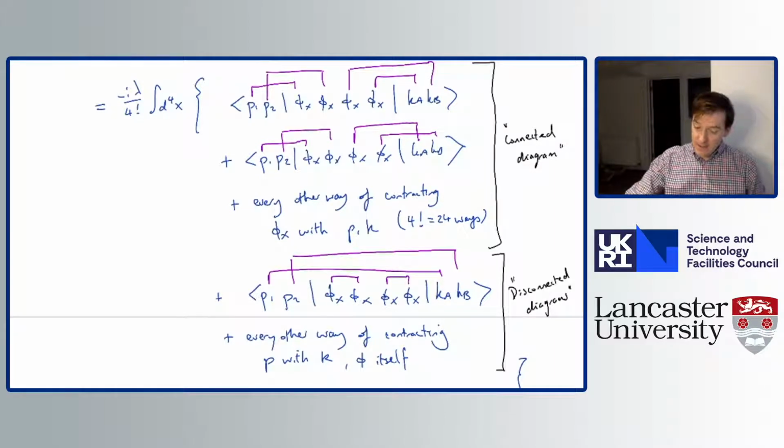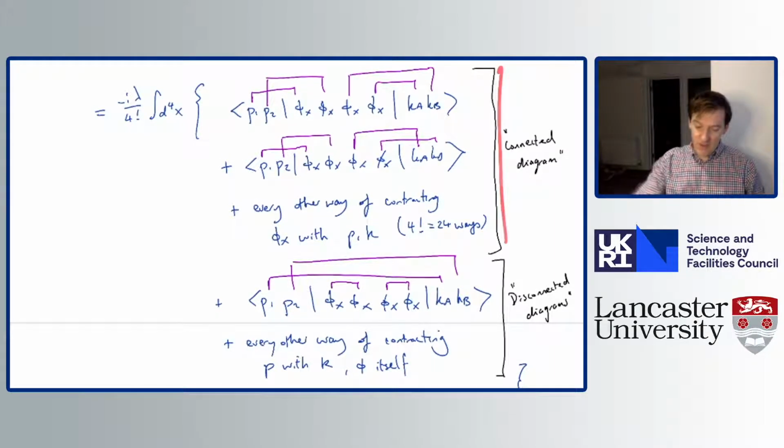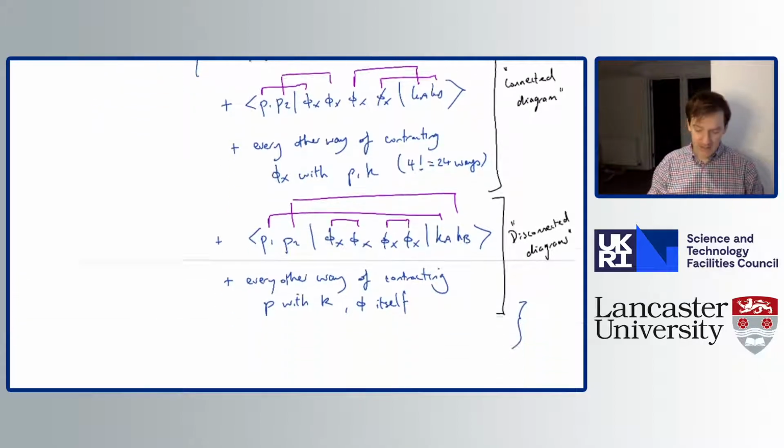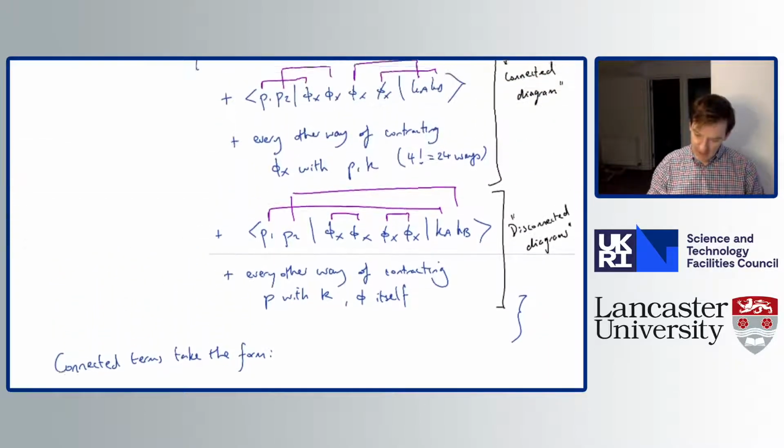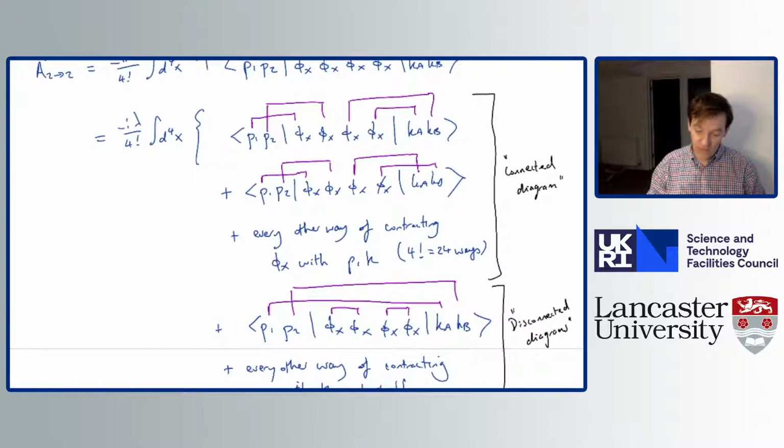Okay. So as I said, the connected diagrams are the more interesting ones. So let's think about what they look like in a little bit more detail. Connected terms take the form of the following. Okay, so we've determined what the mathematical factor associated with this connection process should be when we have a phi field with internal or external fields, right? We just get an exponential factor.